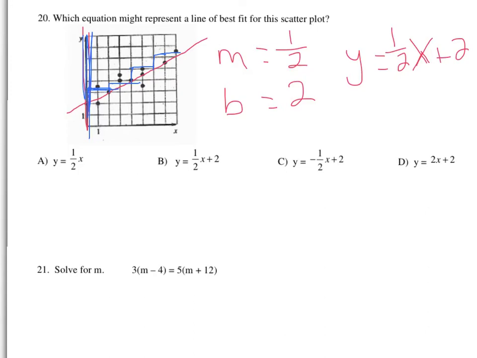A is missing the y-intercept that I came up with, so here and here doesn't match. Then B: 1/2 x, good, plus 2, good. So B is still in it. C is a negative 1/2. Obviously I can see that this is a positive correlation, so C would be no good. And D is 2x plus 2, so it has a slope that's too large, so we're going to take that out. So there's B. B is our answer.